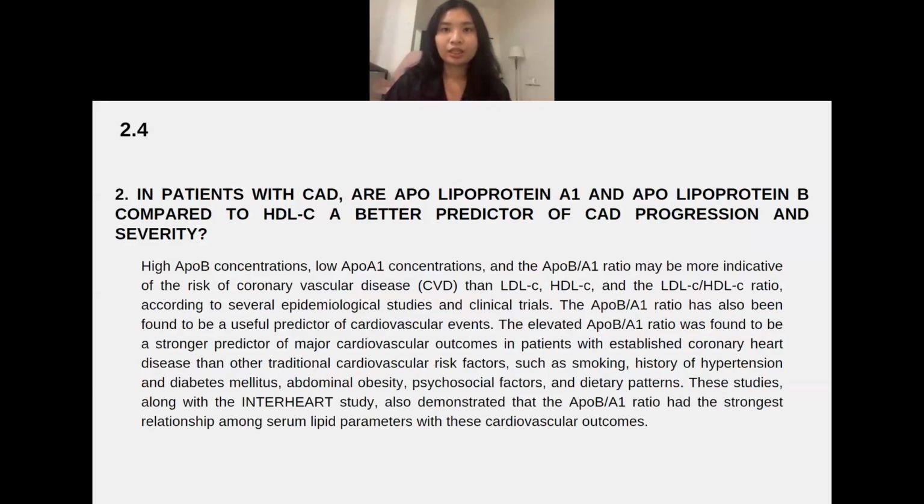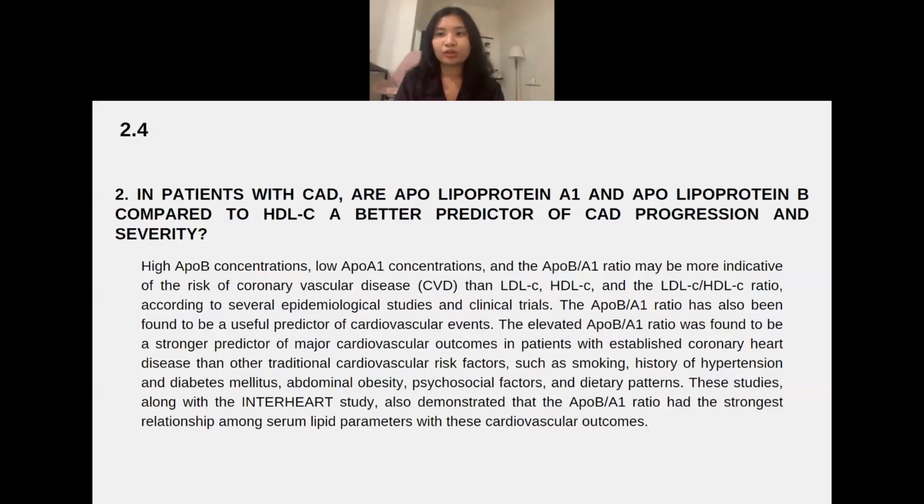For the second question, in patients with CAD, are apolipoprotein A1 and apolipoprotein B compared to HDLC a better predictor of CAD progression and severity? High ApoB concentrations, low ApoA1 concentrations, and the ApoB/A1 ratio may be more indicative of the risk of coronary vascular disease than LDLC, HDLC, and LDLC/HDLC ratio, according to several epidemiological studies and clinical trials.